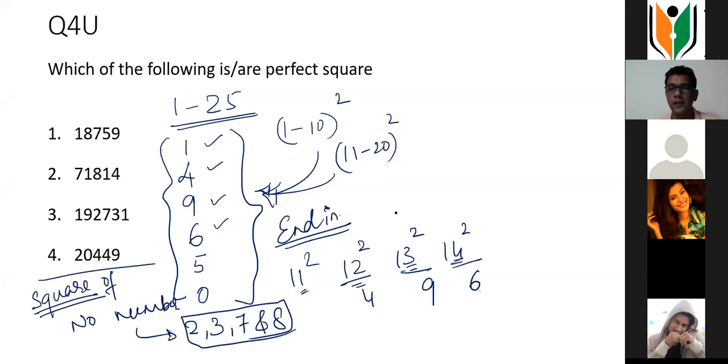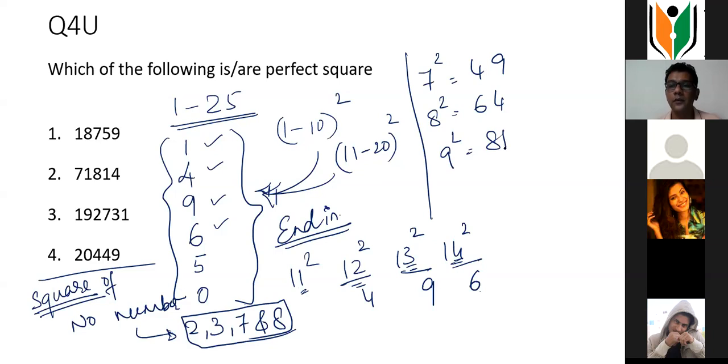That's number one. Second learning that you have to look into is, look at all the squares that we did. When I did 7 square, I had 49. When I did 8 square, I had 64. When I did 9 square, I had 81. When I did 11 square, I had 121. When I did 14 square, I had 196. So if you look at them, when a number ended in 9, the previous digit was even.